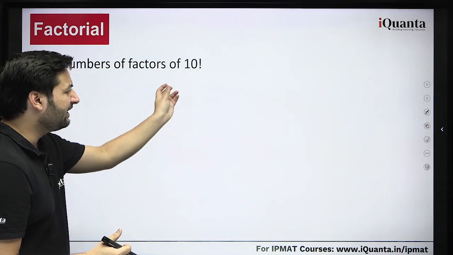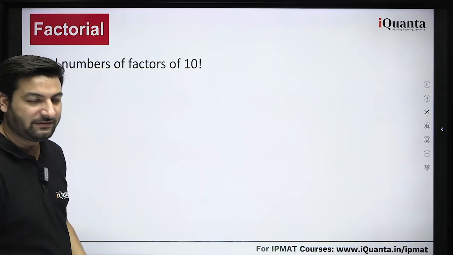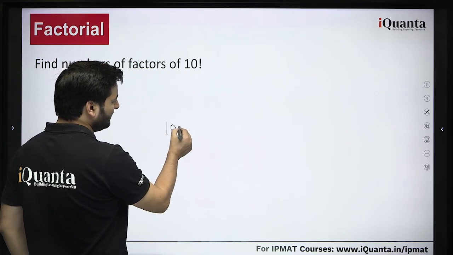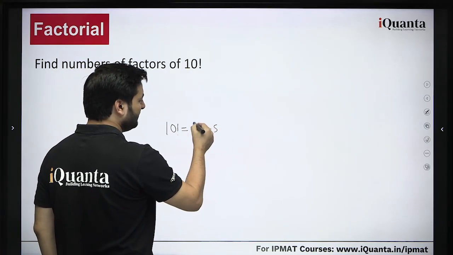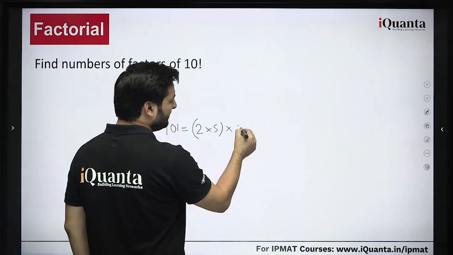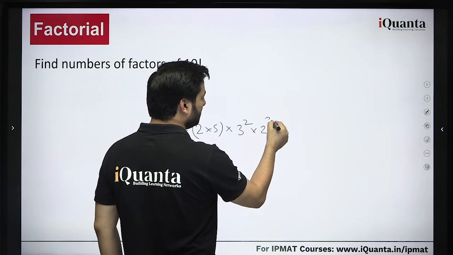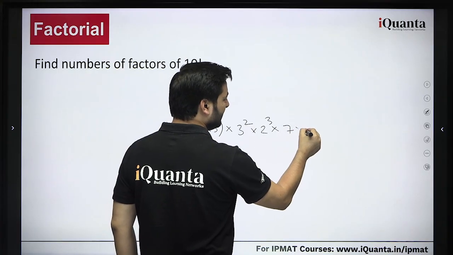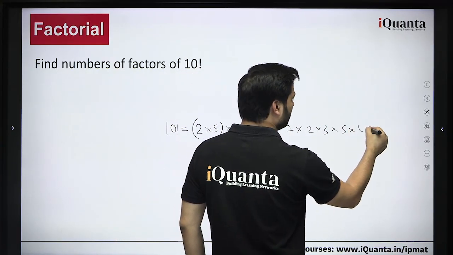So we can definitely write down the prime factorization of 10 factorial and then we know how to find out the factors, isn't it. So 10 factorial is basically 10. So what is 10? 10 is 2 into 5, isn't it? Into 9. 9 is 3 square, isn't it? Then 8. 8 is 2 cube. Then 7. Then 6. 6 is 2 into 3. 5. Then 4. 4 is 2 square.